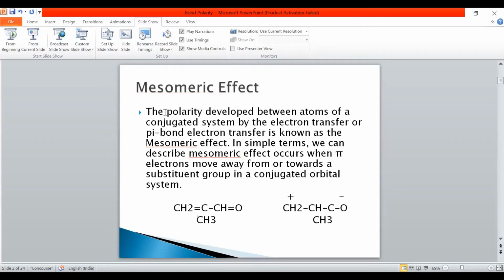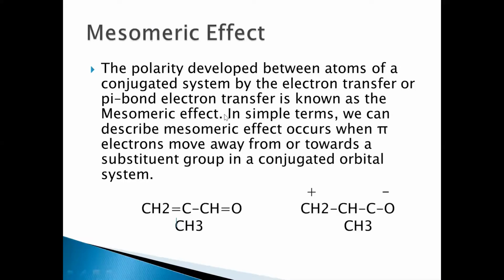So simply, if we want to describe mesomeric effect, we can say that it occurs when pi electrons move from one group to another. Normally, the electron travels from a group with low electronegativity to a group with high electronegativity. It is also a permanent shift. The shift of an electron from a pi bond towards an atom with high electronegativity is known as mesomeric effect.